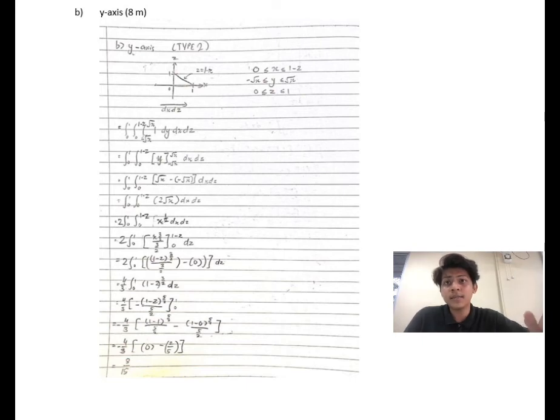The last step is we integrate dz. After we integrate dz and put in the value of z, which is from 0 until 1, we subtract like the previous question. So we got the final answer for the y-axis, which is 8 over 15.